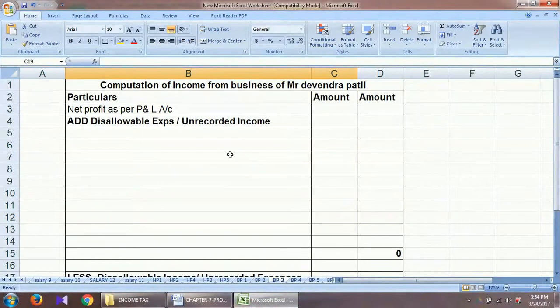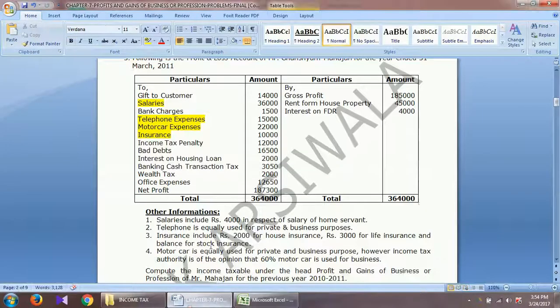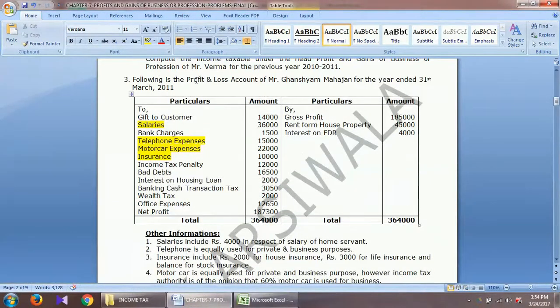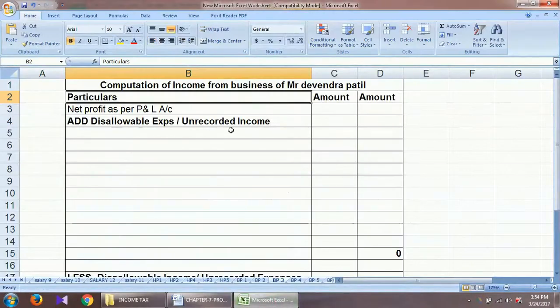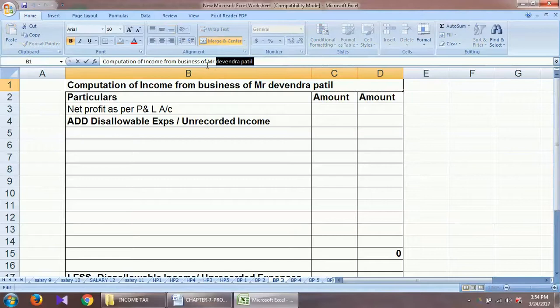Now let us begin solving the problem. Again, we will make a format for the current problem. The format has been made. I will write down the name of the person, Mr. Ghanshyam Mahajan. So here I will be writing income from business of Mr. Ghanshyam Mahajan.